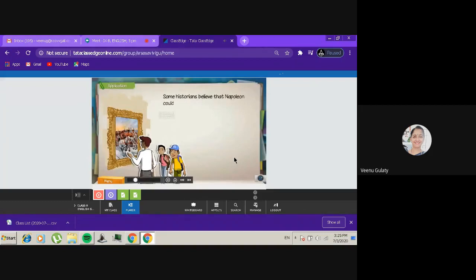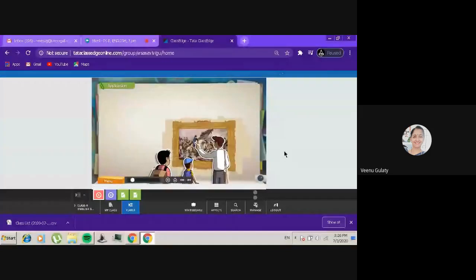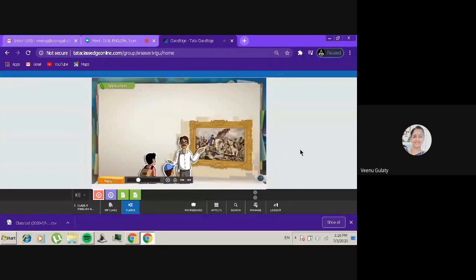Some historians believe that Napoleon could have been more successful by either making better preparations for the Russian winter or retreating before the harsh winter started. Yes, you have a choice, you use such words as connectors. This picture depicts his final battle of Waterloo. At the Battle of Waterloo, both the British and the Prussians fought against Napoleon to finally defeat him. He was exiled to St. Helena and died there. Historians still debate whether he died of stomach cancer or from arsenic poisoning.